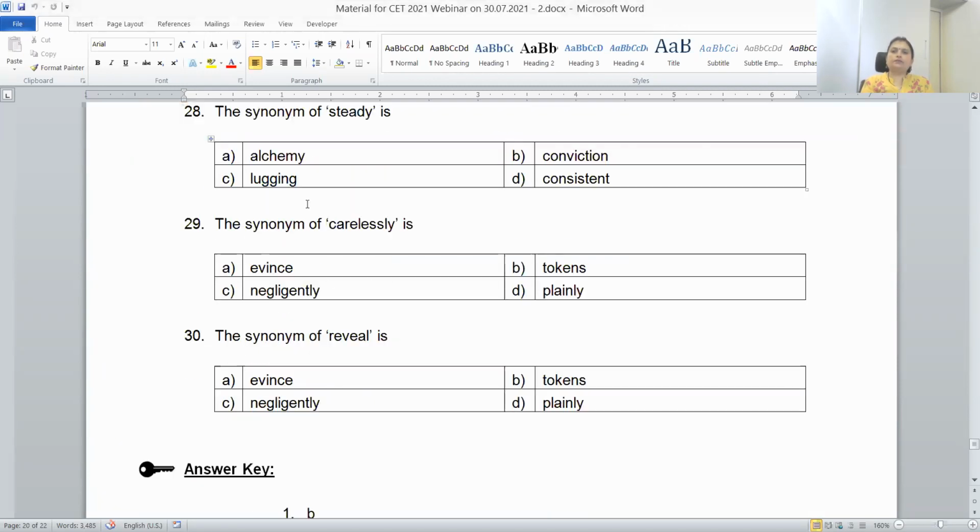Number 28. The synonym of steady. Option D, consistent. When you're stable and consistent in your approach or behavior. The synonym of carelessly. Children, carelessly. Option C, negligently. And finally, the synonym of revealed. Yes, option A is your right answer. Evans. Yes, children.